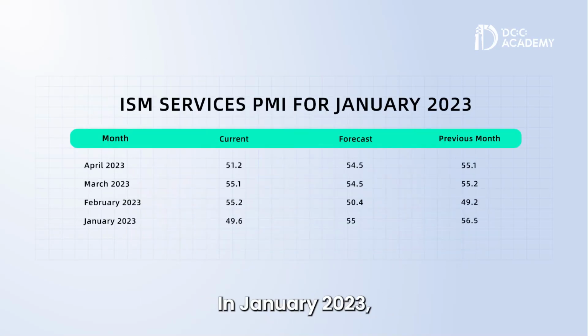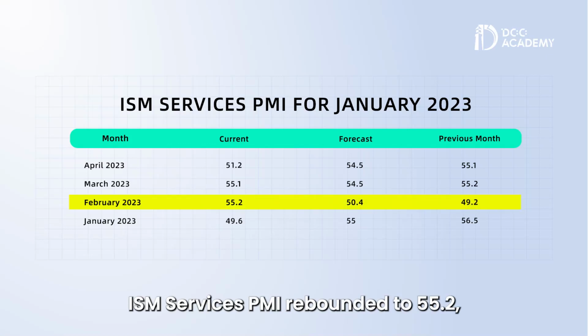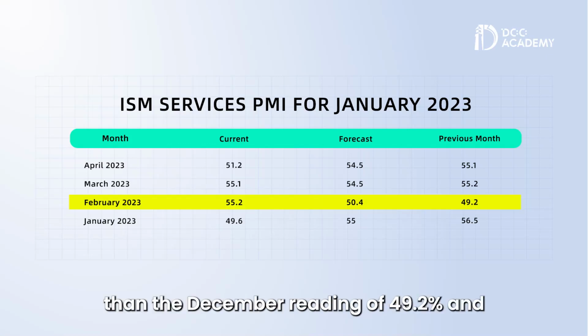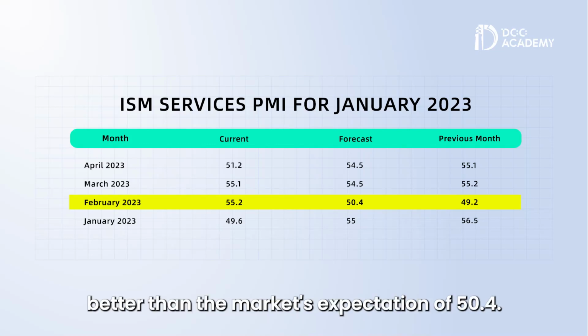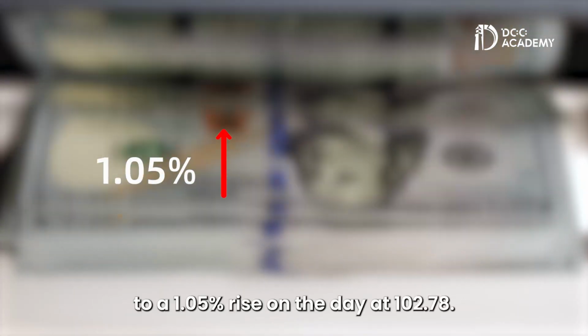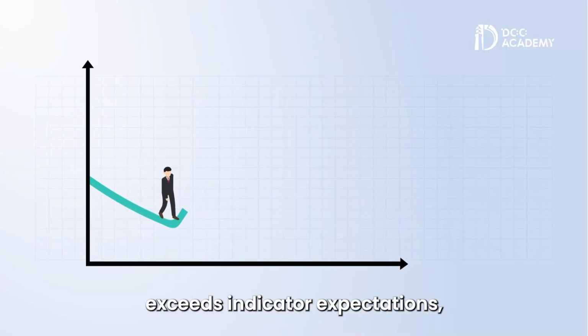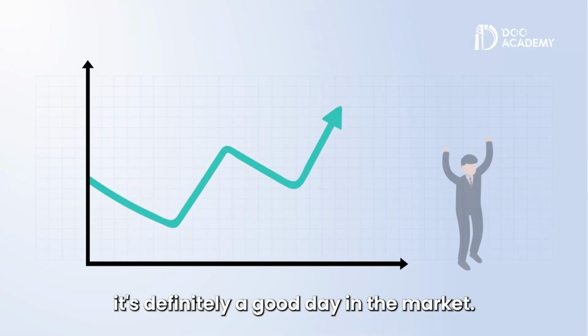In January 2023, ISM Services PMI rebounded to 55.2, which is 6 points higher than the December reading of 49.2 and better than the market expectation of 50.4. The strong data drove the dollar higher to a 1.05% rise on the day at 102.78. When actual performance exceeds indicator expectations, it's definitely a good day in the market.